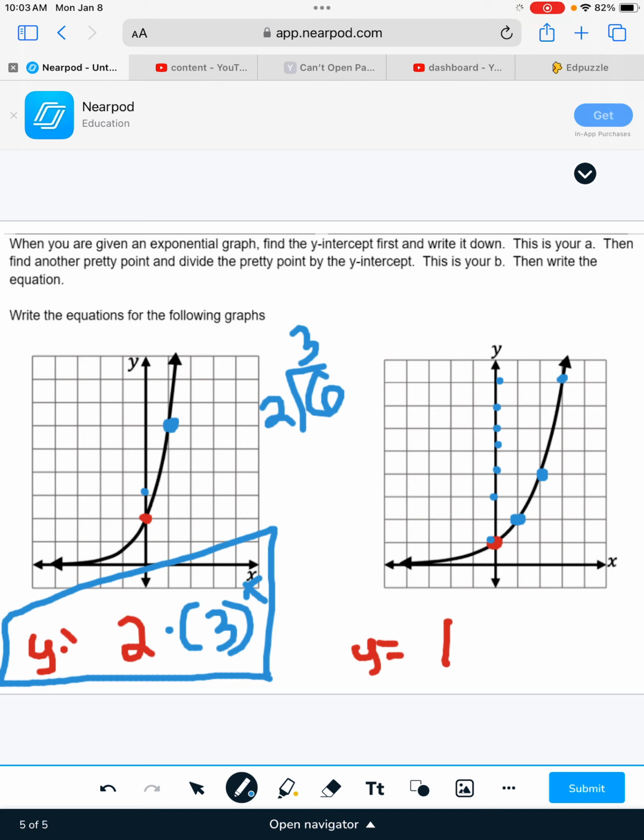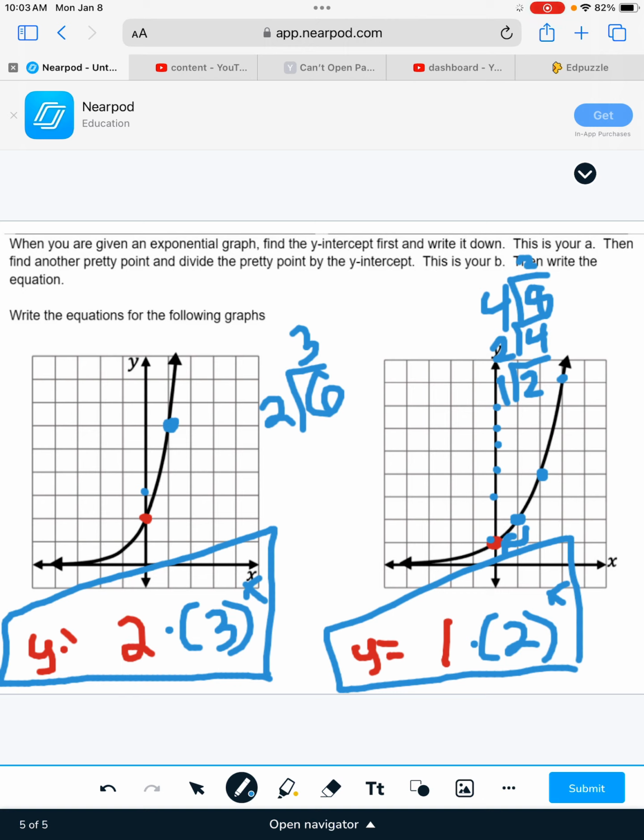I can take each one of the points and divide it by the one before it. Okay? I can go 8 divided by 4 is 2, or 4 divided by 2 is 2, or 2 divided by 1 is 2. Whatever the case may be, I'm taking this point here and dividing it by the one before. The y values, obviously, is what I'm dividing. So I do 1 times 2 raised to the x, because that b is always raised to the x, and that is going to be my equation.